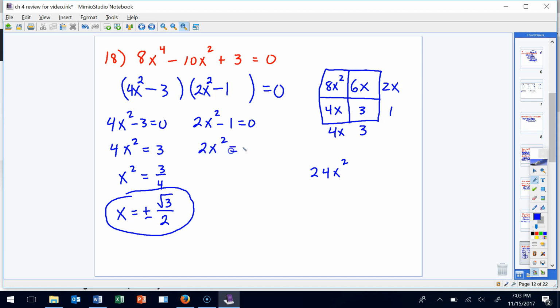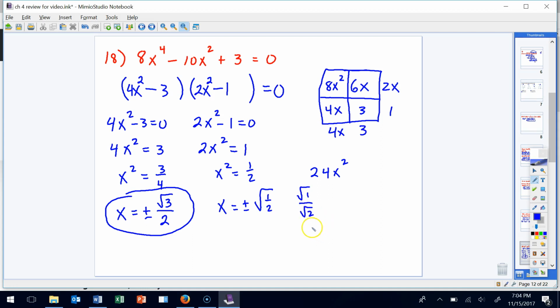2x squared equals 1. x squared equals a half. And now we're going to do the square root of both sides here. And you might be thinking, well, that's not the answer that I saw earlier, and you're right. I mean, it's along the way to getting to the answer, but my answer involved rationalizing the denominator.